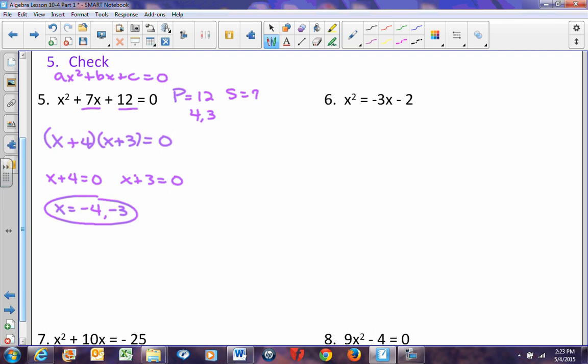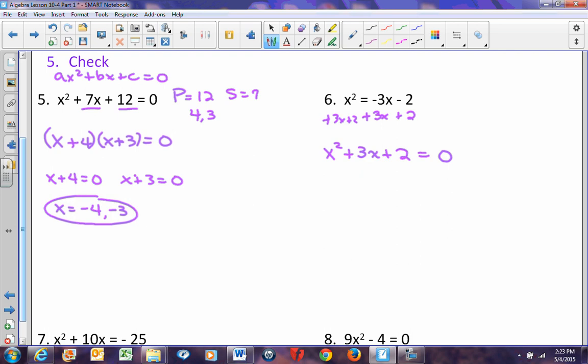If we look at problem number 6, you will see that 6 is not in standard form. We must get it in standard form by adding the 3x and by adding the 2 to move them to the other side. So we now have x squared plus 3x plus 2 equals 0. We moved them to the opposite side of the equation, so their signs should change. So instead of being negative 3x and negative 2, they are positive 3x and positive 2.